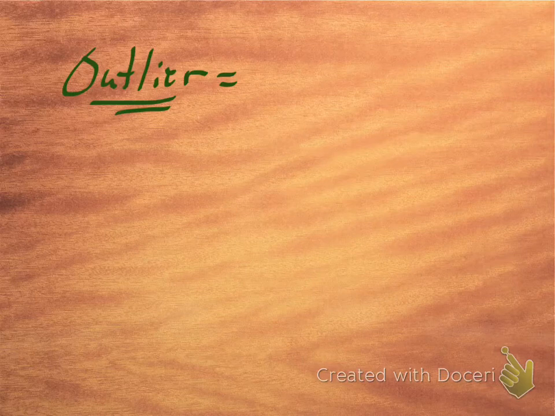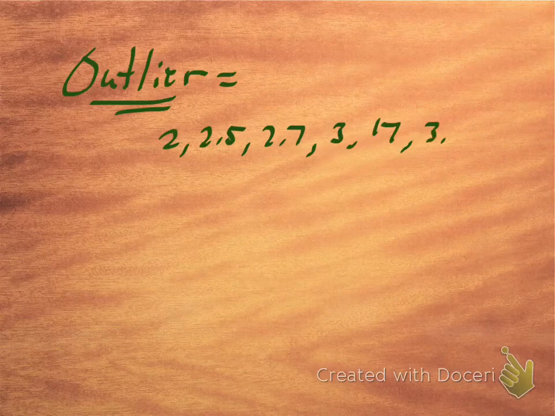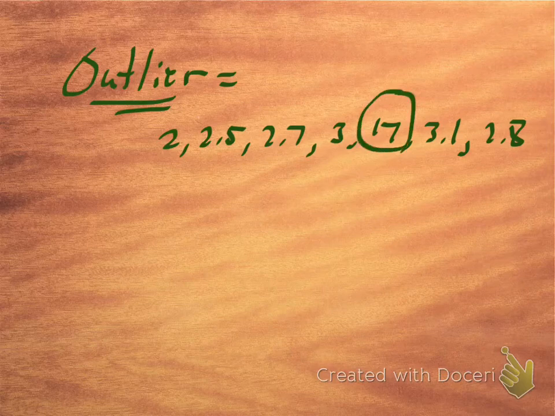So if you have a group of numbers like this, let's say you have 2, 2.5, 2.7, 3, 17, 3.1, 2.8. Okay? Well, clearly, all of these numbers are in the ballpark of 2 or 3, with the exception of 17. And what happens when you have an outlier like this, especially one that's so big as 17? When I average all these numbers up, I'm going to get an average that's like 3.5, 4. It probably would be about 4.